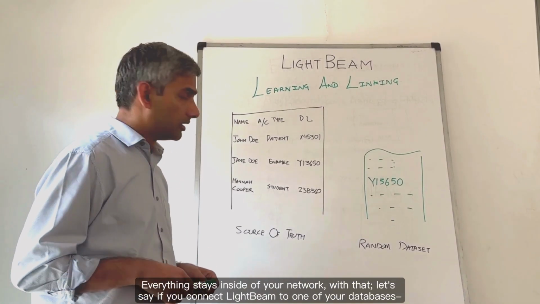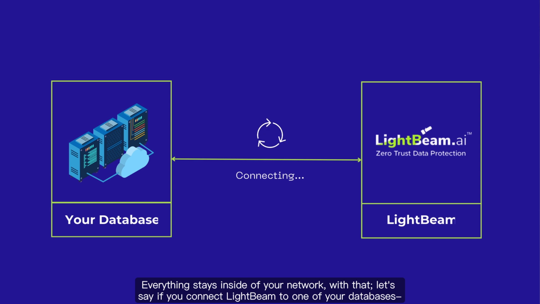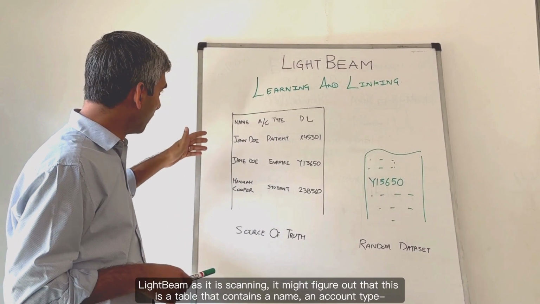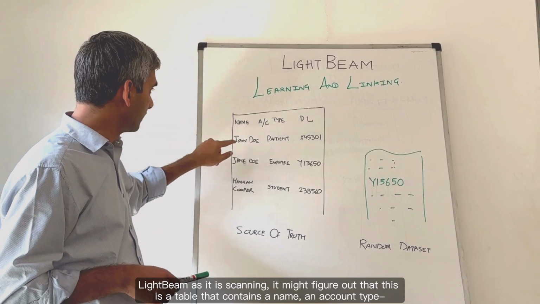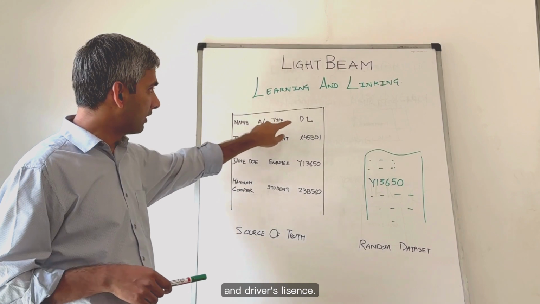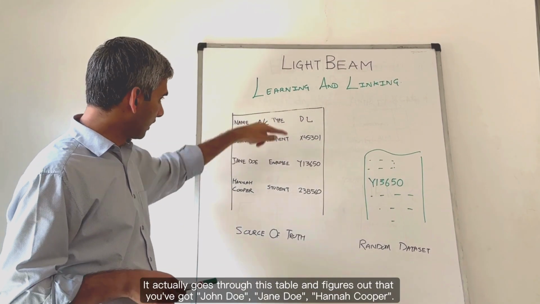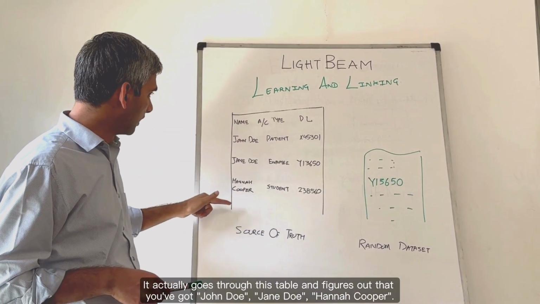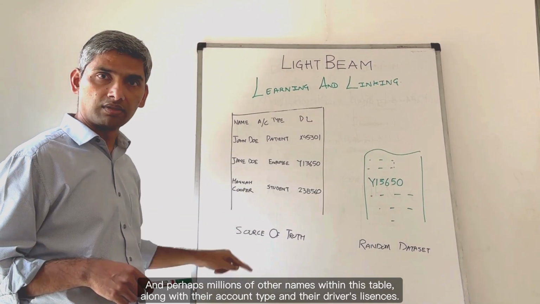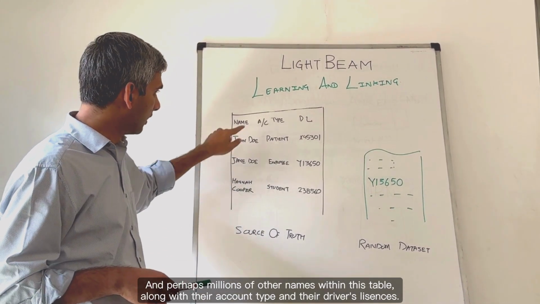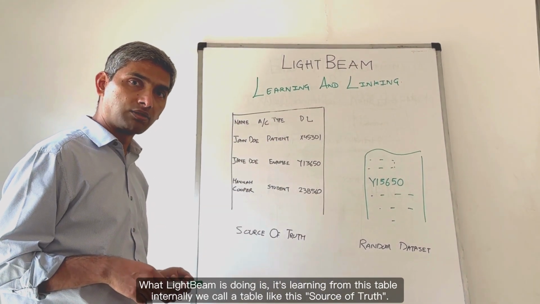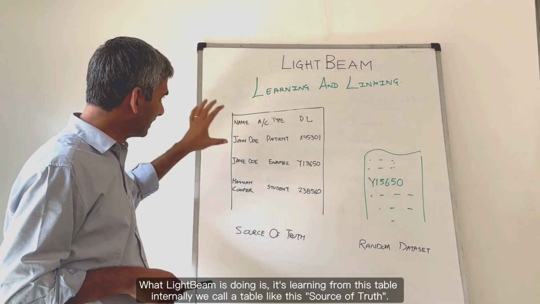With that, let's say you connect Lightbeam to one of your databases or data warehouses. Now, as Lightbeam is scanning, it might figure out that this is a table that contains a name, an account type, so what this name is all about, and a driver's license. It goes through this table and figures out that you got John Doe, Jane Doe, Hannah Cooper, and perhaps millions of other names within this table, along with their account type and their driver's licenses. What Lightbeam is doing is actually learning from this table.